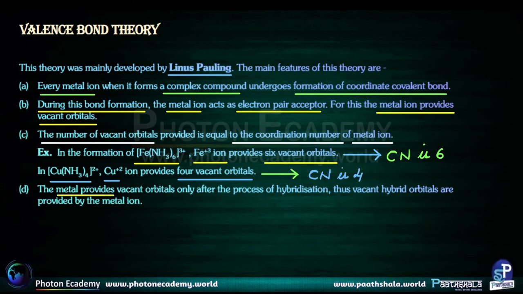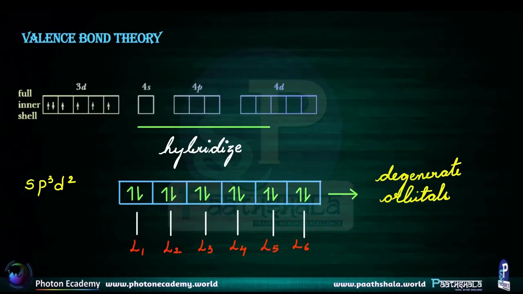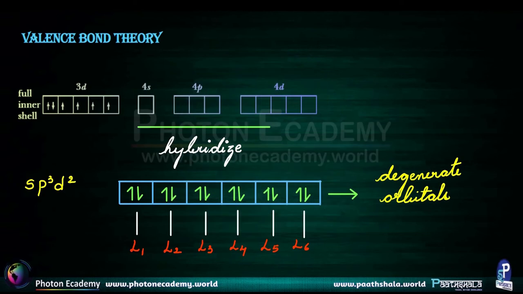The metal provides vacant orbitals only after the process of hybridization, thus vacant hybrid orbitals are provided by the metal ion. The vacant hybrid orbitals were available only after the process of hybridization. Only after the 4s, 4p and 4d orbitals hybridized, only after that the vacant orbitals were available in order to accommodate the lone pairs of electrons brought in by the ligands.